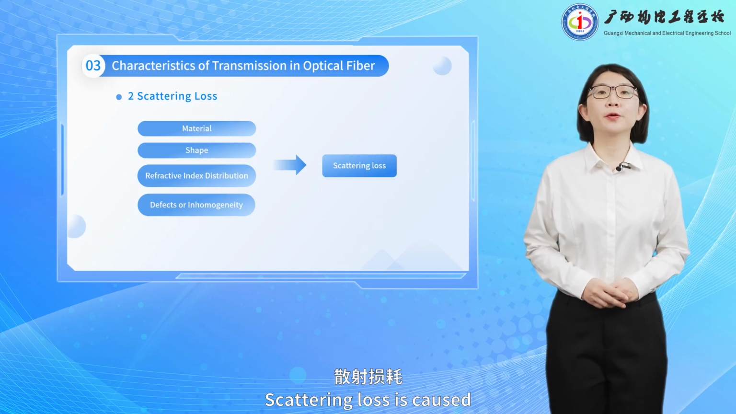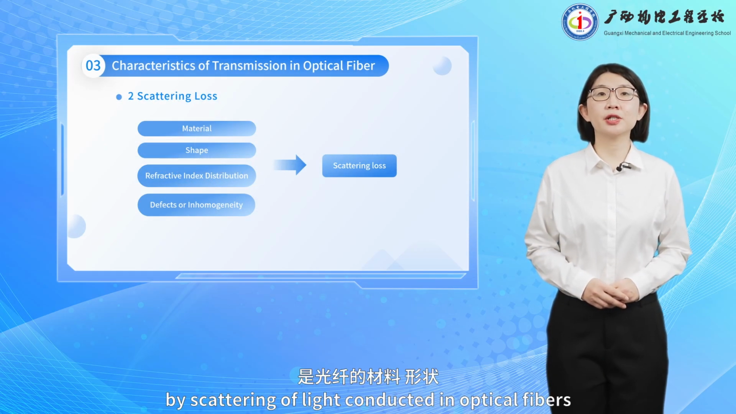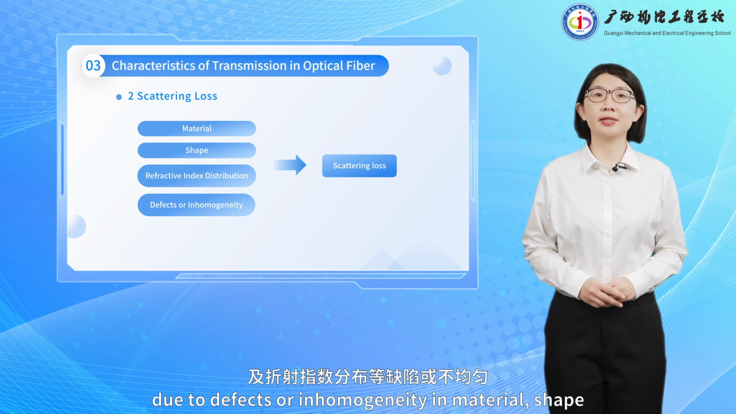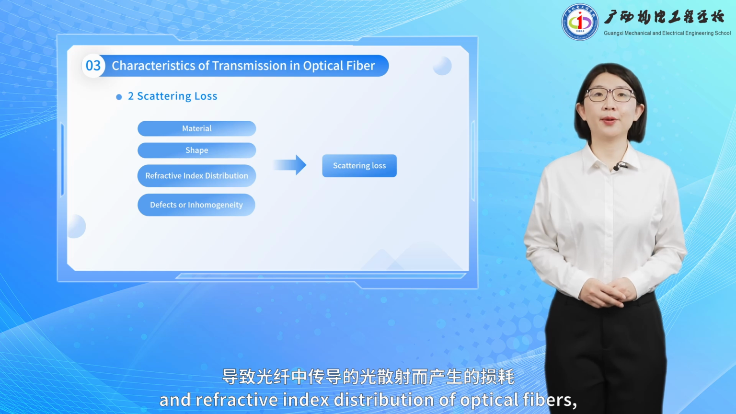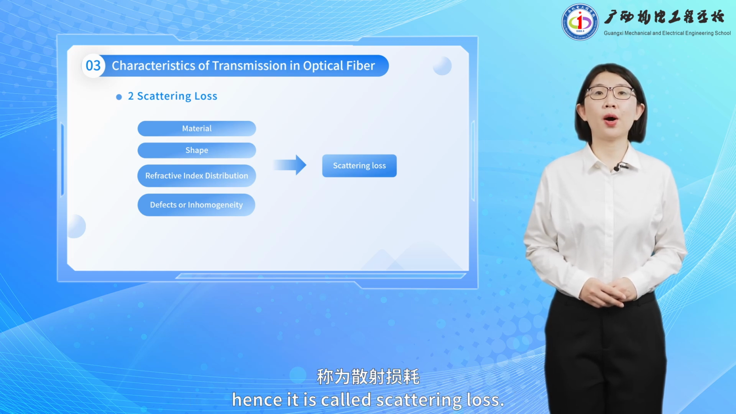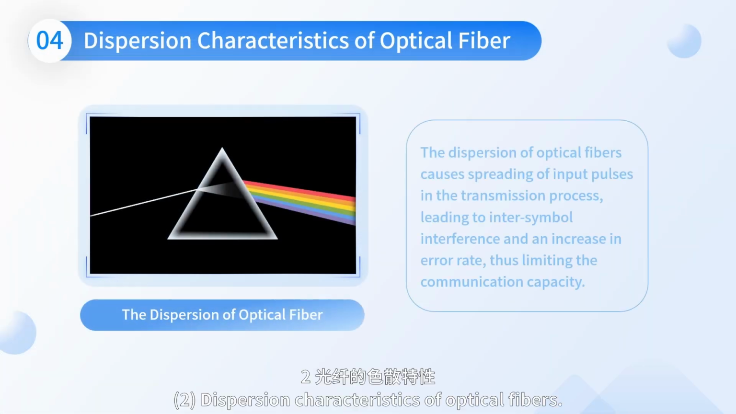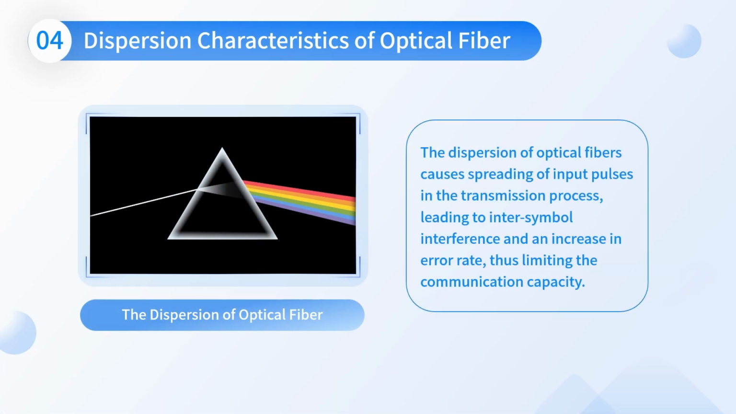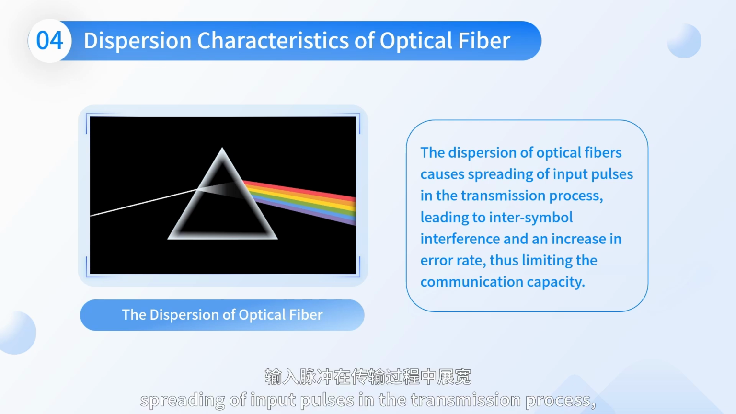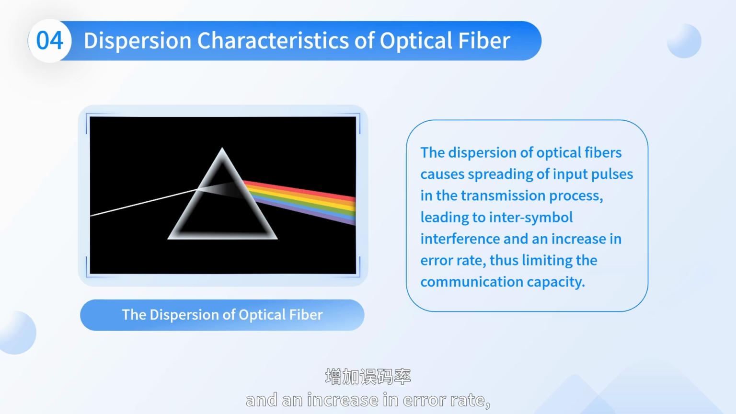Scattering loss is caused by scattering of light conducted in optical fibers due to defects or inhomogeneity in material, shape, and refractive index distribution of optical fibers, hence it is called scattering loss. 2. Dispersion characteristics of optical fibers. The dispersion of optical fibers causes spreading of input pulses in the transmission process, leading to intersymbol interference and an increase in error rate, thus limiting the communication capacity.